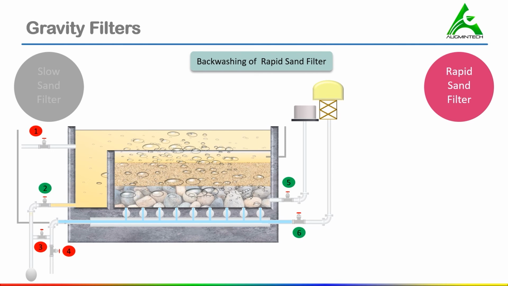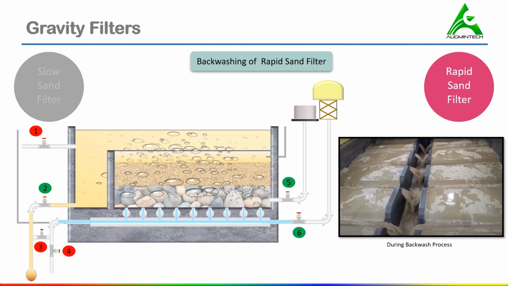This should be sufficient to expand the bed 20 to 50% and cause the sand grains to be agitated so that deposits are washed off them, but not so high that the sand grains are carried away in the rising upward flush of water. During the backwash process, water flows above the filter as shown in this picture, and water moves to the wash water gutter.